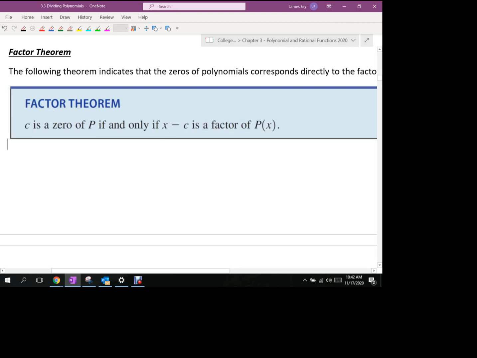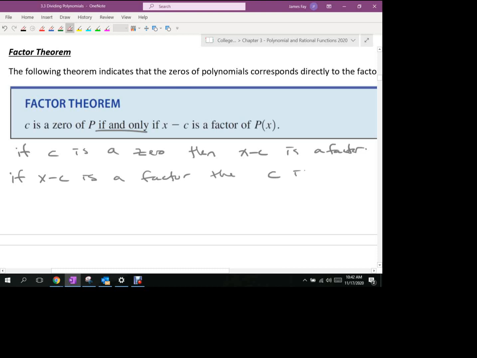But the if and only if actually allows us to flip that. Basically it says if c is a 0, then x minus c is a factor. But because it says if and only if, it means I can read it right to left as well. It says if x minus c is a factor, then c is a 0. Does that kind of make sense? So that phrase if and only if really tells us that we have two conditions and two results that we can get from this. Essentially, the statement is reversible. It's a biconditional.